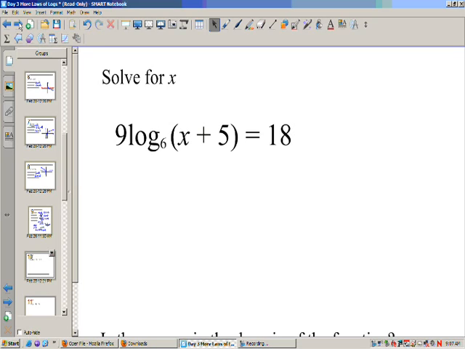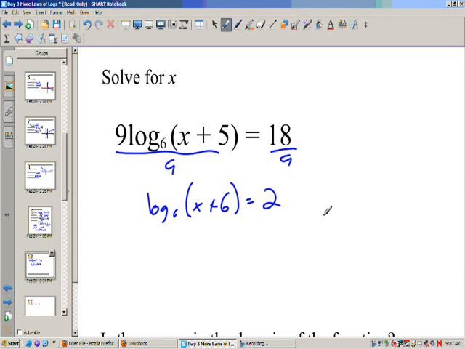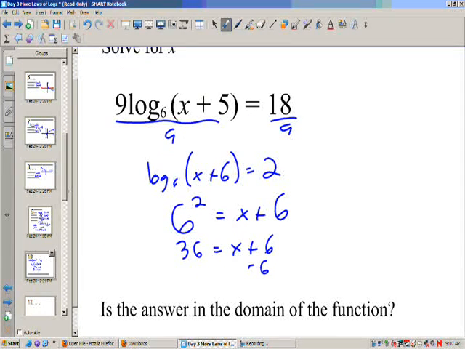Alright, now we're going to do some solving for x. So x is right here, so first thing we can do is divide by 9 on both sides. So I have log base 6 of x plus 5. 18 divided by 9 is 2. Now in this situation, what I think is the best is to put this in exponential form. So my base is 6, my exponent is 2, and that's going to equal x plus 5. Now hopefully from here, it just looks easy for you, because now we just have to subtract 5 on both sides, and 31 is equal to x.